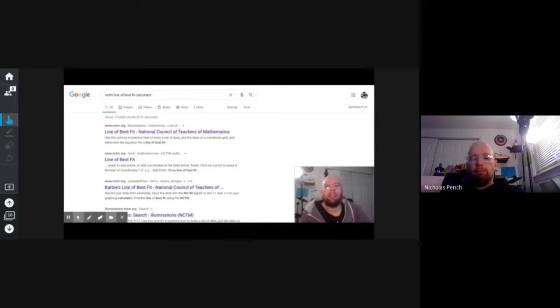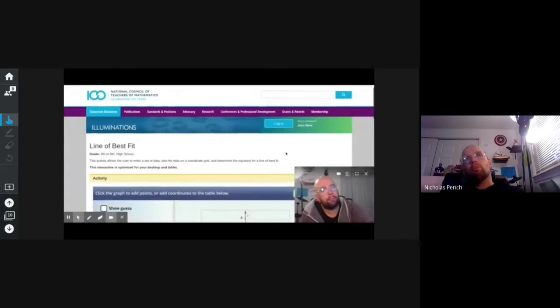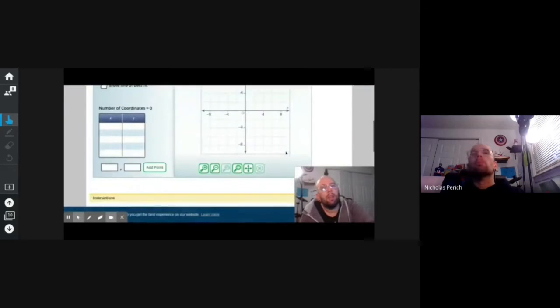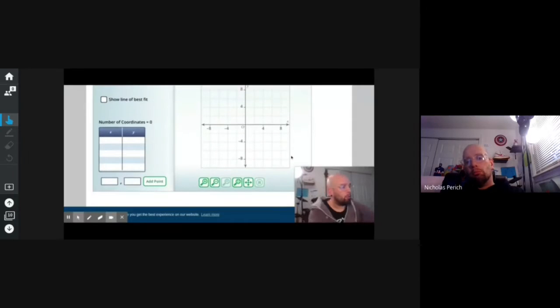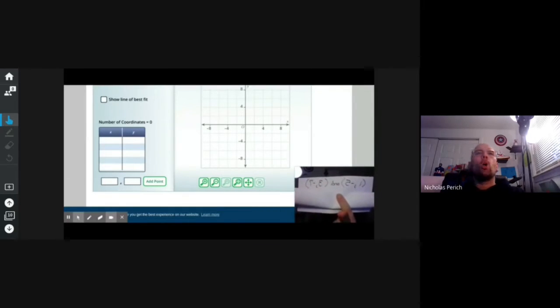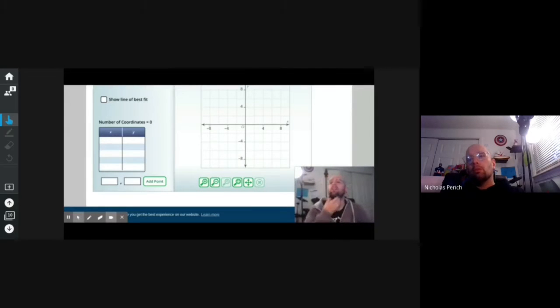Line of best fit calculator, NCTM. I'm going to click, obviously, the first screen. And there it is. Now, let's just say I'm given a problem like this, where I ask you to find the line of best fit between these 2 points right here. I have 1, -5 and 3, -7. I want to find the equation of a line connecting those points.